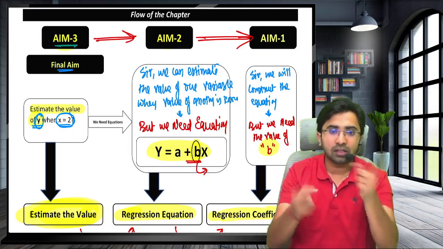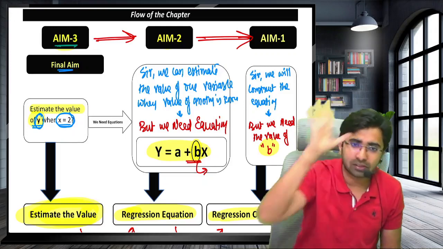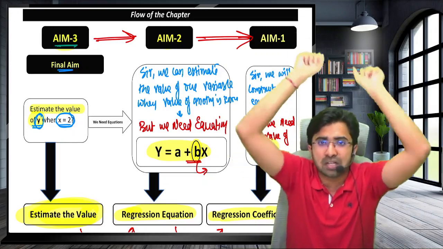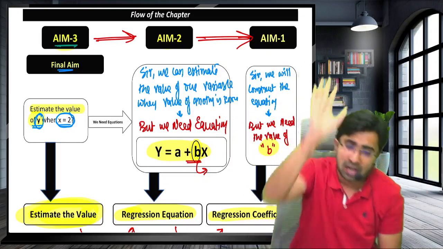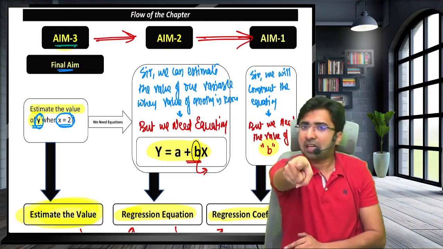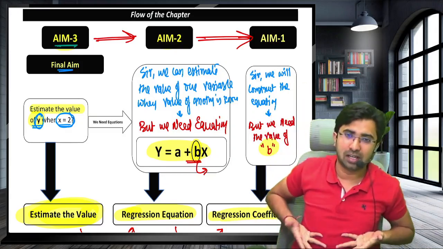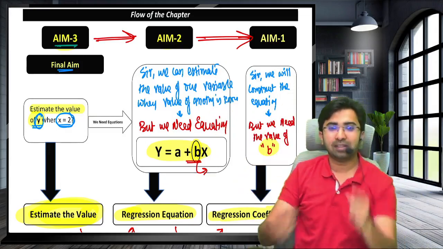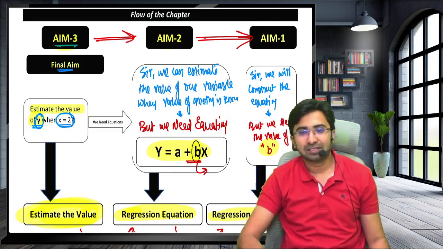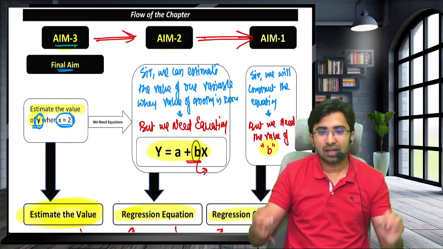Sir, we cannot construct the equation unless we have b. Okay, if you have b, can you construct the equation? Yes, sir, y equal to a plus bx. I will put the value of b and get the equation. Now you have the equation, can you estimate the value of y when I have given you x? Sir, if you have given us the equation, I will put the value of y and get the value of x. And that is your final aim in this chapter. Say yes or no. Guys, is this point clear?